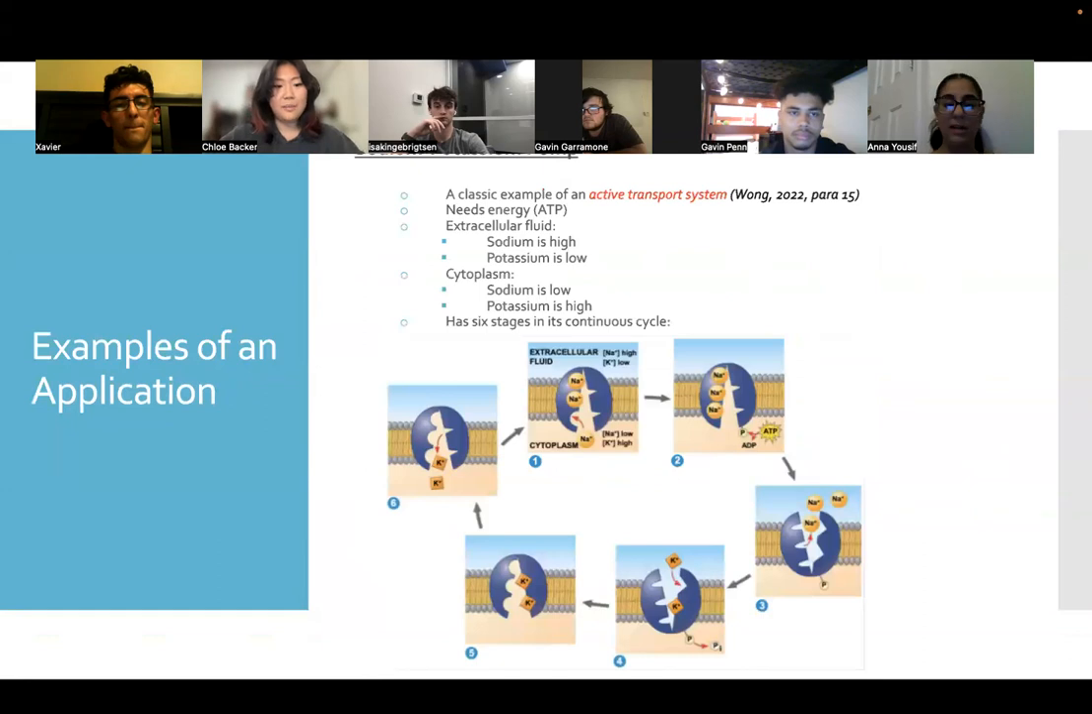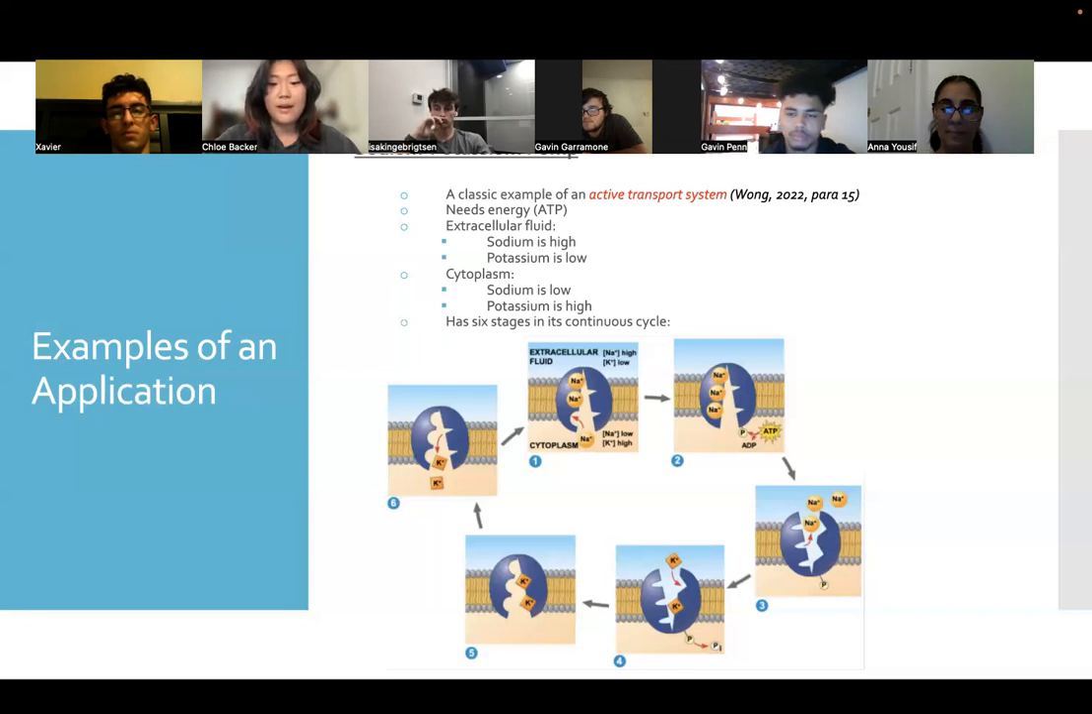All right, so for examples of an application, I went ahead and did active transports on sodium potassium pumps. So there are two types of transports. There are passive and active. In this example on this slide, I will be focusing on the active transports. For active transports, energy, usually in the form of ATP, is required to move substances against their concentration gradients. This type of transport is performed by specific proteins embedded in the membranes.